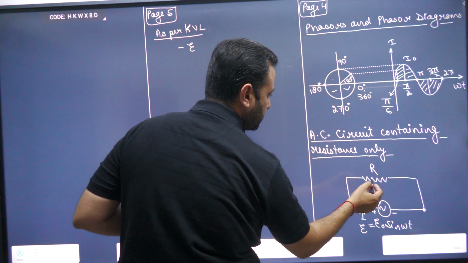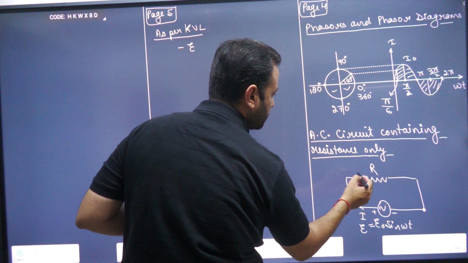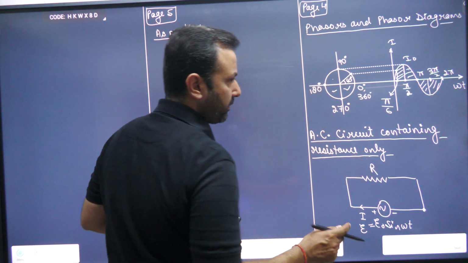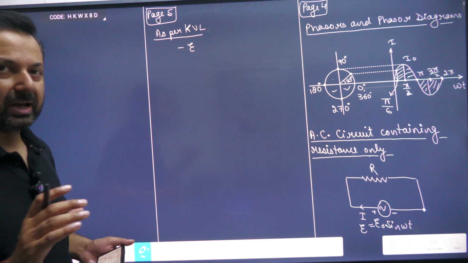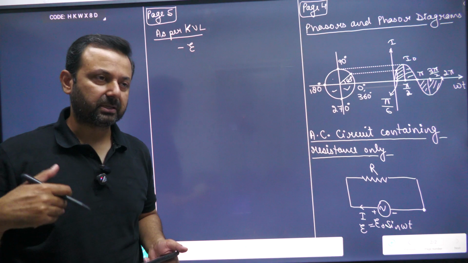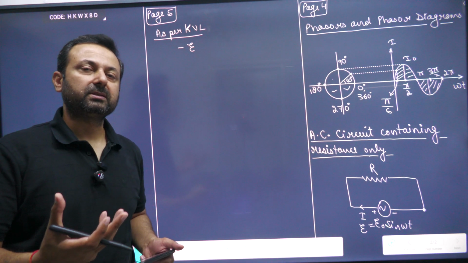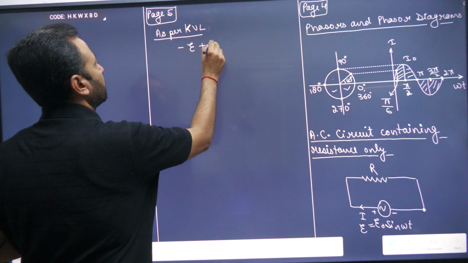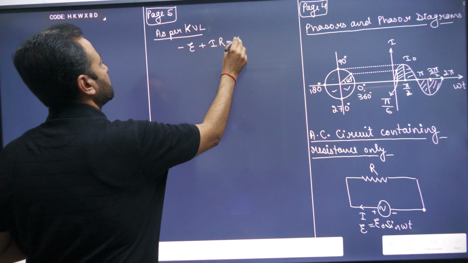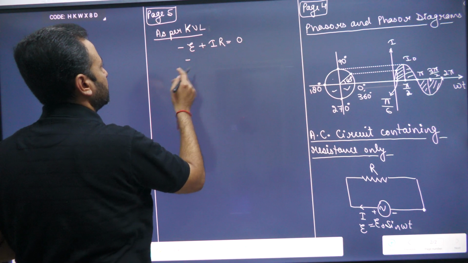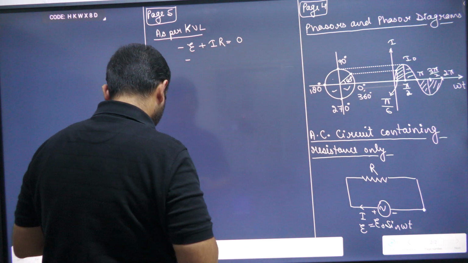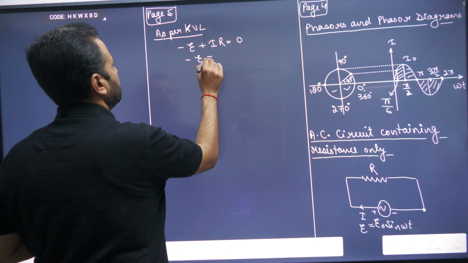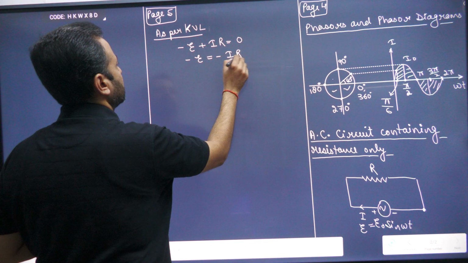After that, this resistance is coming. What is the voltage drop in this resistance? The voltage drop in a resistance is I into R. So minus E plus IR is equal to 0. So minus E is equal to minus IR.